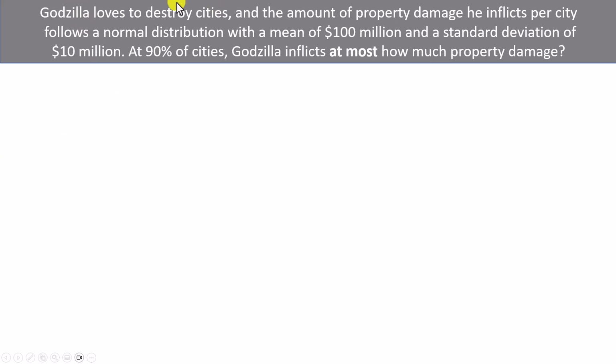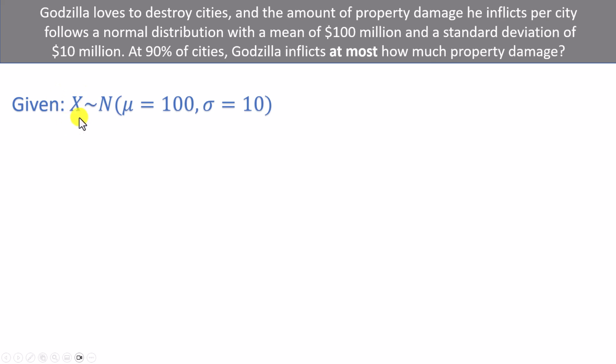So let's go ahead and look at an example, once again related to Godzilla. I'm not going to read through all the information. It's the same information as last time. We have a normal distribution with a mean of 100 and standard deviation of 10. And the question they ask here is, at 90% of cities, Godzilla inflicts at most how much property damage, right?